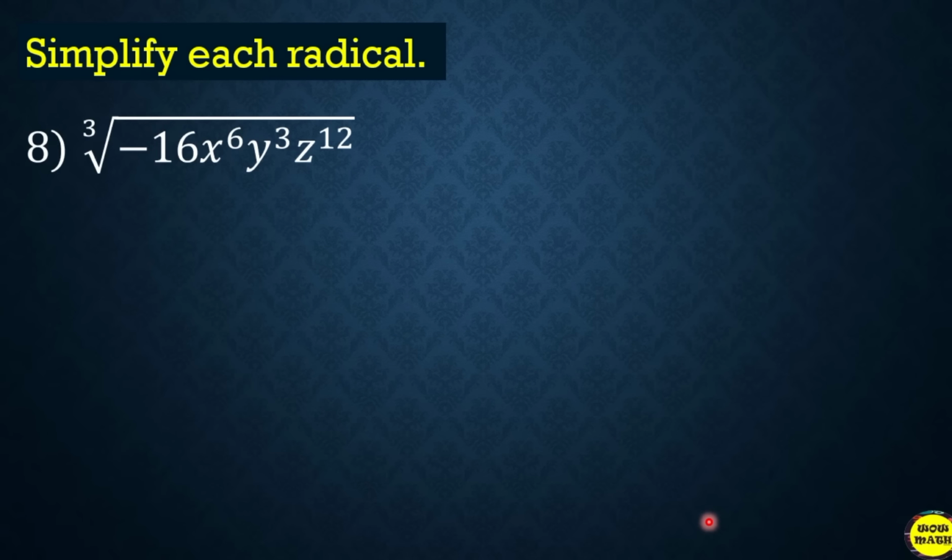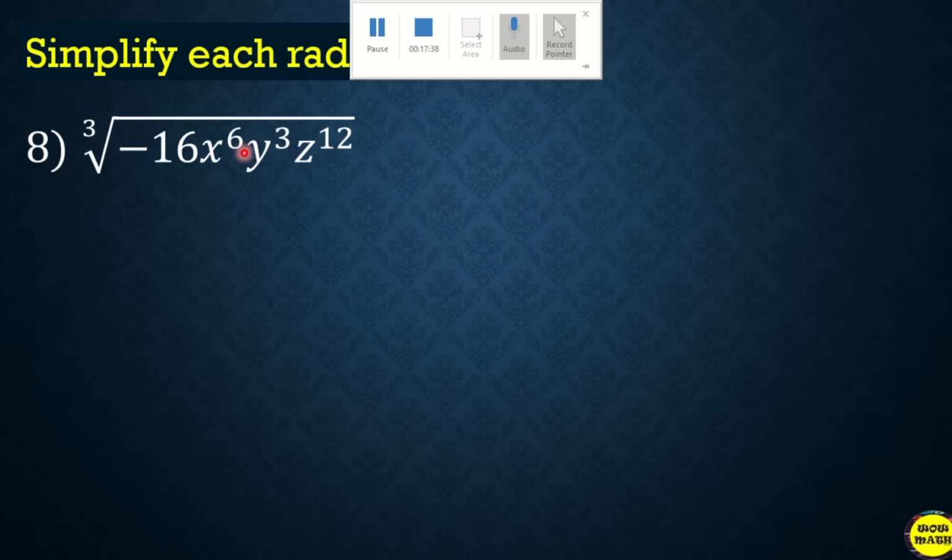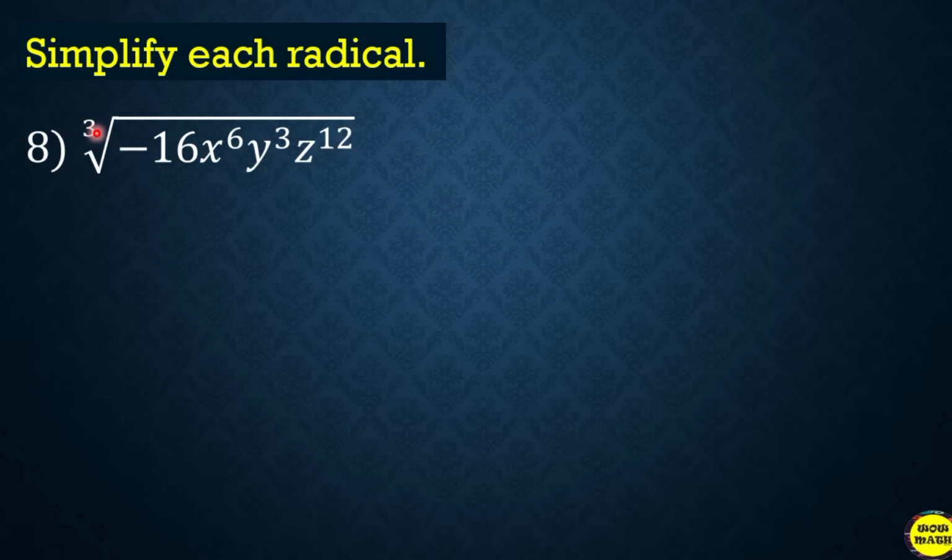Next. Number 8, cube root of negative 16 x to the 6 y cube z to the 12th power. Ngayon class, nagtataka kayo, sir, merong negative sa loob. Okay lang po yan. Kapag ang index natin is odd number, okay lang na magkaroon ng negative sign sa loob ng radicand. Pero kapag even, let's say 2, square root siya, tapos 4th root, 6th root, hindi tayo pwede magkaroon ng negative sign sa loob ng radicand. Pero kapag odd, let's say 3, 5, 7 root, pwede yan magkaroon tayo ng negative sign.